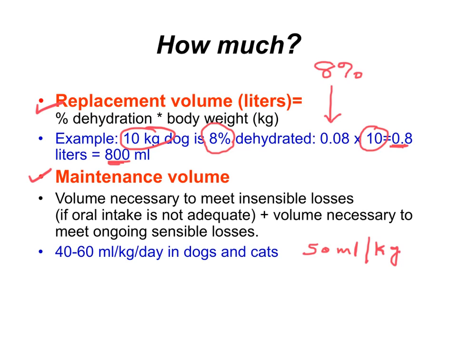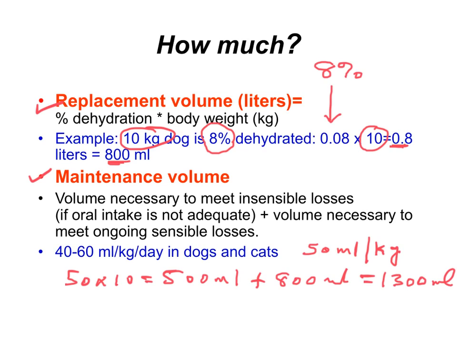And a 10 kilogram dog would be 50 times 10, or 500 milliliters. So we add that to the 800 milliliters, and we get 1,300 milliliters, or 1.3 liters. And so that would be the amount, if we were being conservative about our rate, that we would want to administer per 24 hours in order to rehydrate the animal in that period of time.